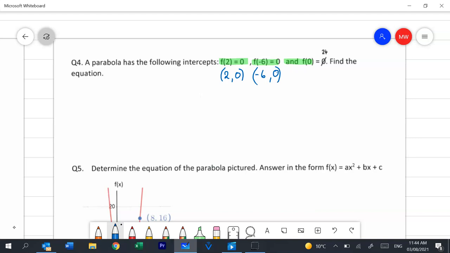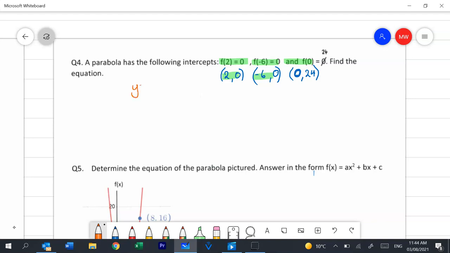And this one says where x is nothing, y is 24. Now that's supposed to be a 0, that one. Okay, so it's asking us to find the equation. So what we've got is two x-intercepts, this one and this one, and we've got a y-intercept, which we're just going to use as a random point on the line.